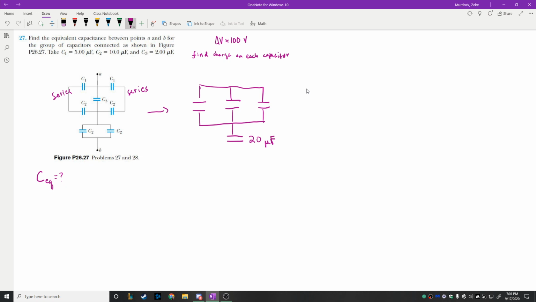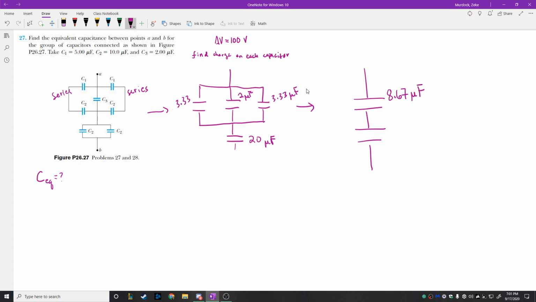The C1 and C2 are 5 and 10, so this is a fifth plus a tenth, and you take the inverse. You end up getting 3.33 for the outer ones. So this is 3.33, this is 3.33, and of course the inner one is still whatever it was, C3 is 2. And then from here it's pretty easy. These 3 are connected in parallel, so you just add them together. So you end up getting 8.66 or 8.67 microfarads.